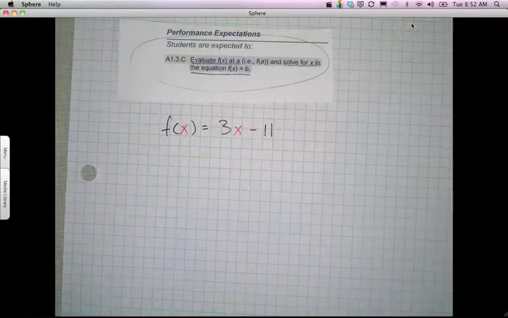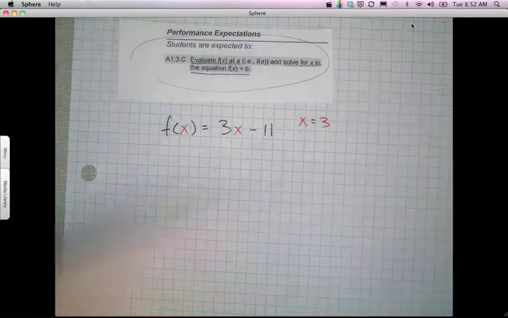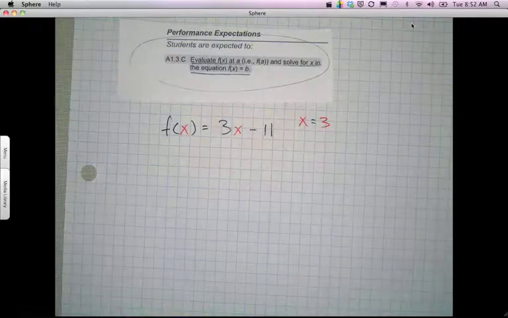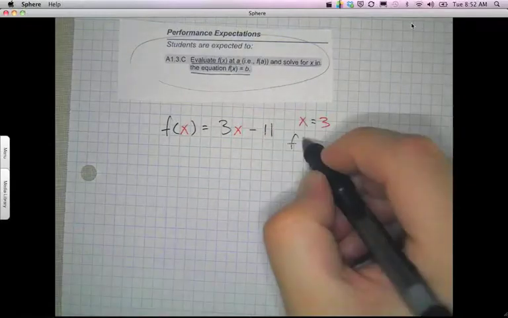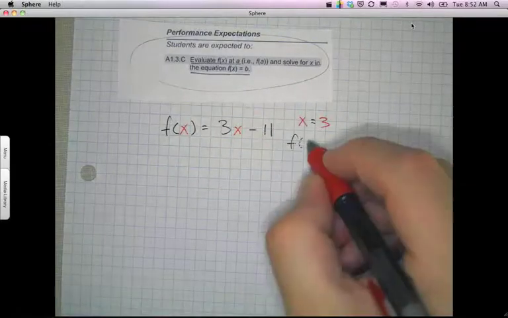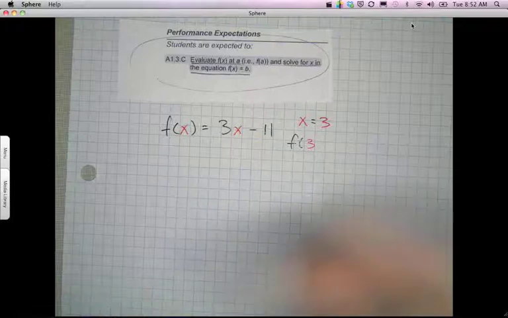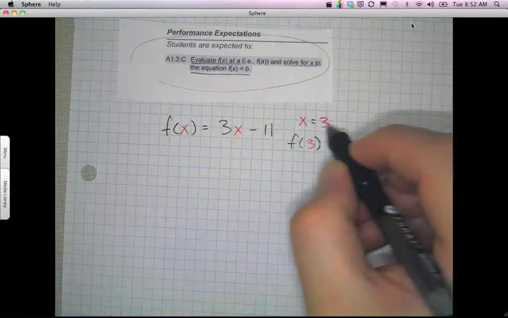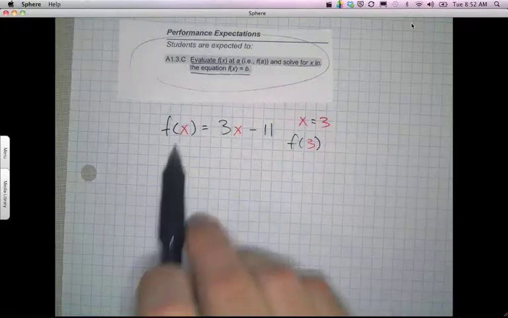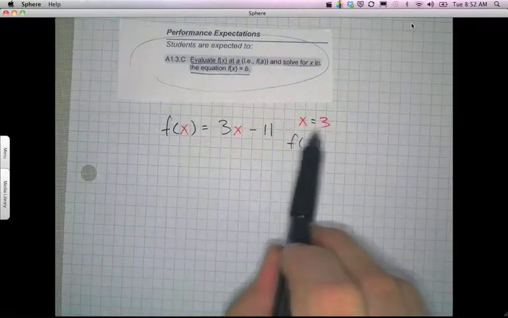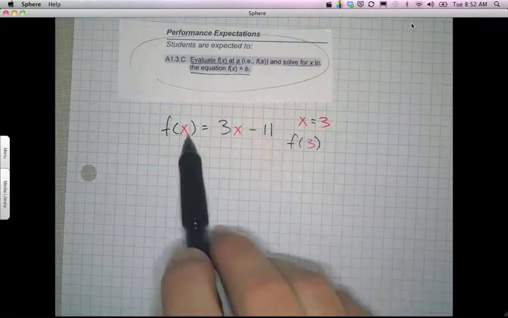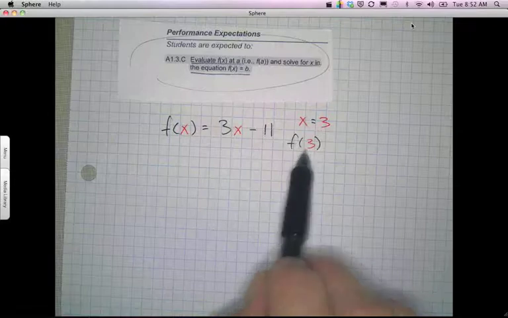I could say x is equal to 3, or I could also say something like f of 3. Either one of those things is a way of representing the idea that x is equal to 3. You can see here my x's are equal to 3 here, and here this x has been replaced with a 3, so they mean exactly the same thing.